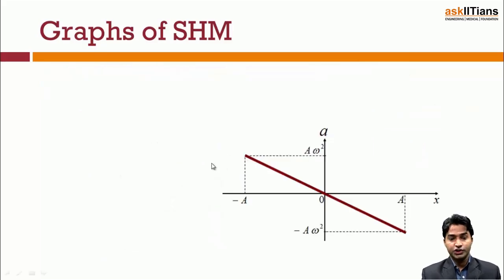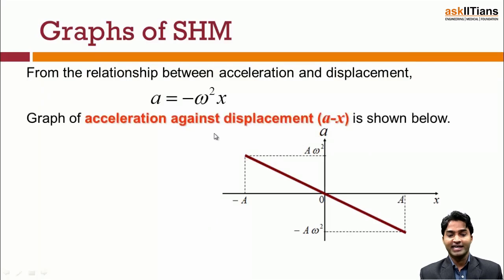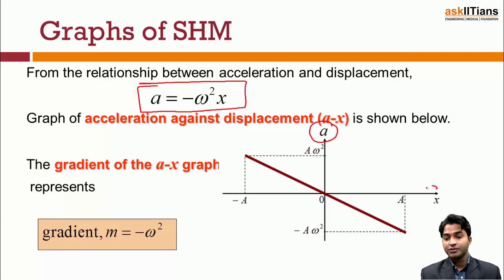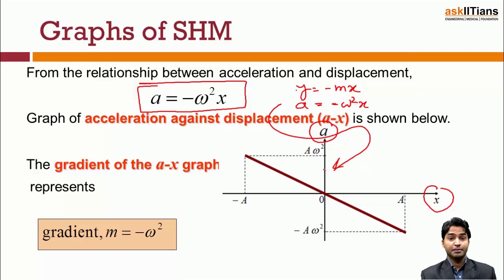Now we would like to switch to the next graph, that is between acceleration and displacement. We can see in the graph, if we have the equation a equals minus omega square into x, where x is the displacement at any time t, and we want to draw the graph between acceleration and displacement. Easily we can say it is just like y equals minus m into x, that is, a equals minus omega square into x. So the graph can be seen directly over here, passing through the center.